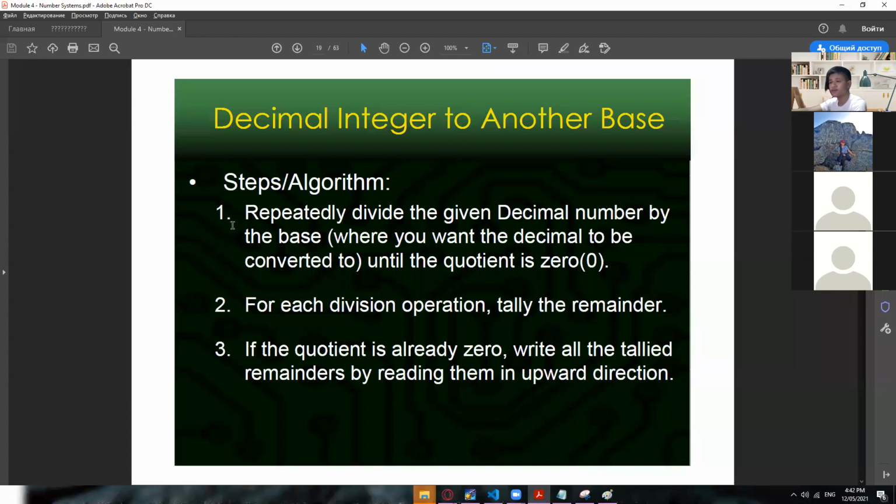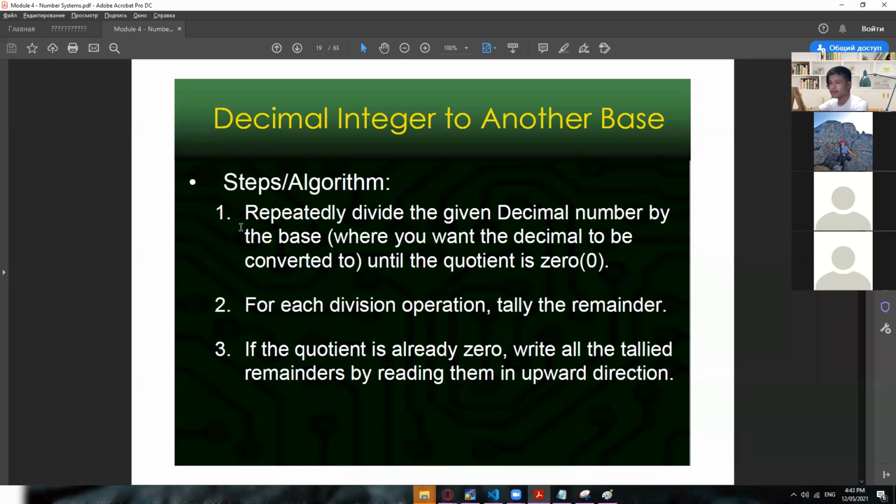Step number 1 is repeatedly divide the given decimal number by the base where you want the decimal to be converted to until the quotient is 0. Second step, for each division operation, tally the remainder. And then lastly, if the quotient is already 0, write all the tallied remainders by reading them in upward direction, meaning from bottom to top.